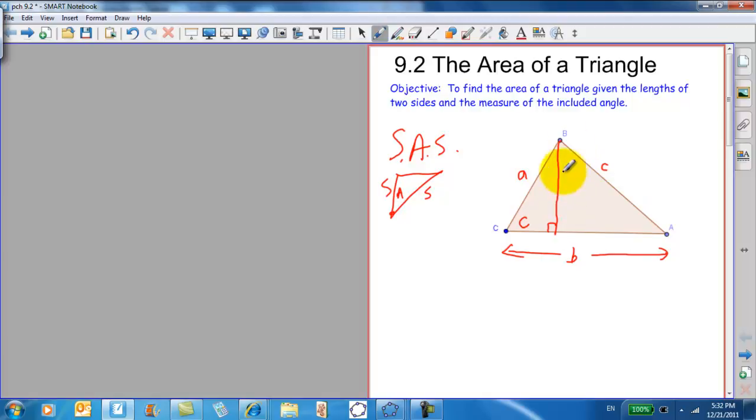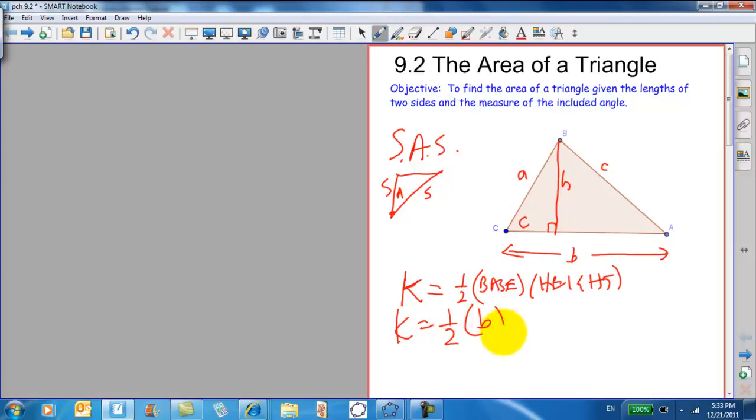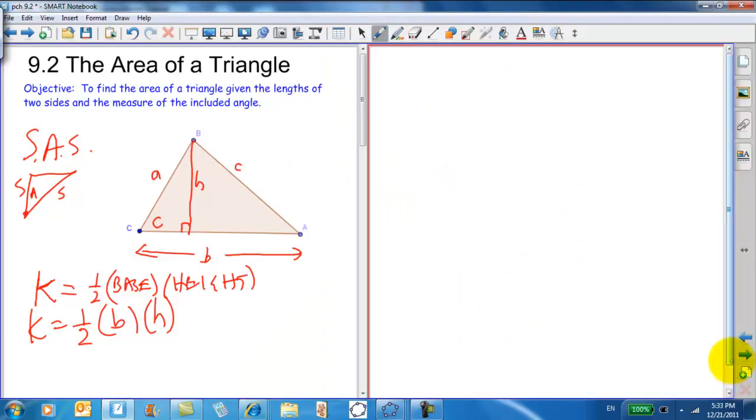So we can see now that we've got some height that we need for our traditional area formula. And we'd like to use K for the area of a triangle: 1/2 base times height. But in this case, we have the base b and we have the height h, but what we don't have is h in terms of a, b, and c. So I'm going to focus on the little right triangle that has this C here, and this is h, and this is a.